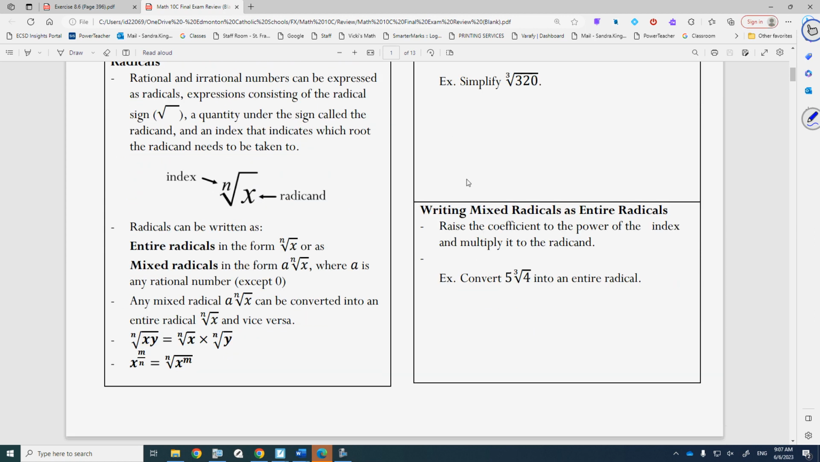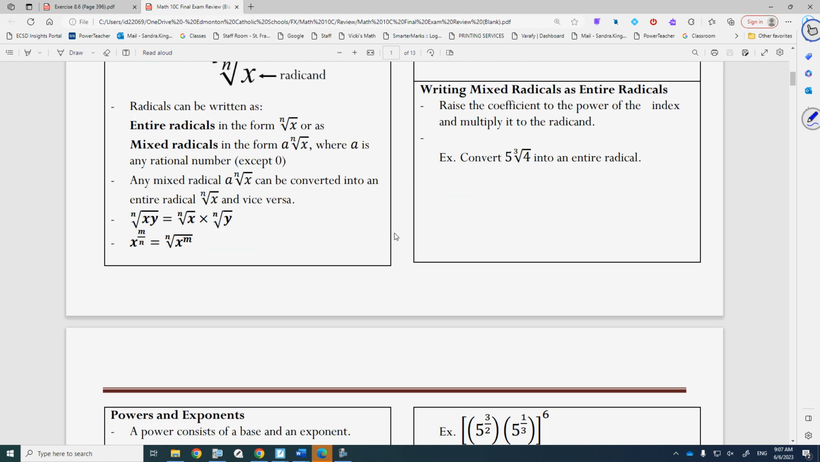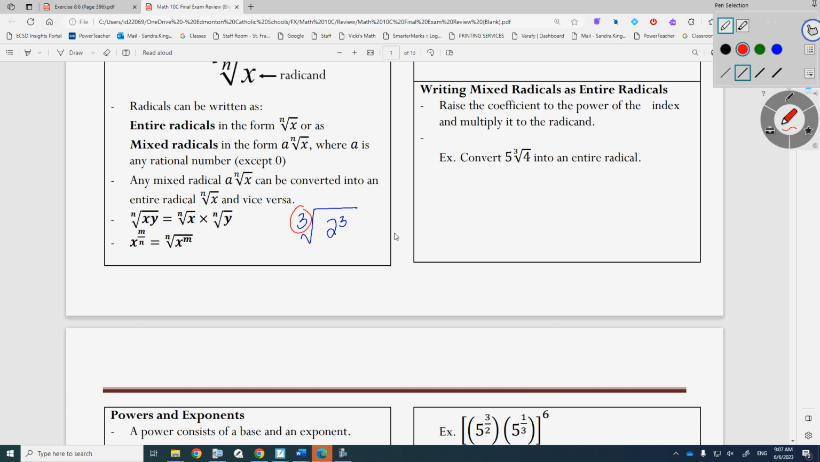Okay, let's talk about radicals and then we're going to simplify radicals. So if I give you the third root of 2 to the power of 3, this is what is called your root or your index. Whatever you could circle underneath your radical sign, that is called your radicand. And this entire thing, the third root of 2 to the power of 3, that is a radical.